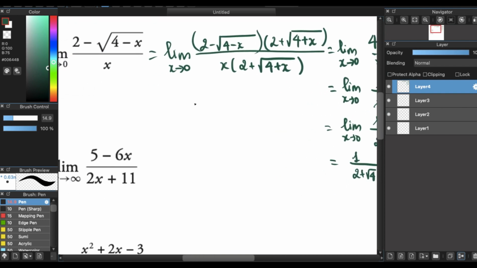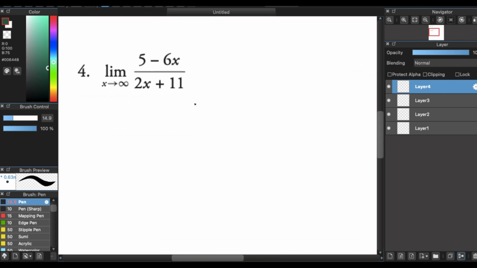I guess I'm going to temporarily delete this. The next example. Okay, so this one here, you might see that if we substitute, we can get something like this. And I'm afraid that it's undefined, so we've got to have another way to solve this problem. And how about this? I'm going to rewrite the function like this.